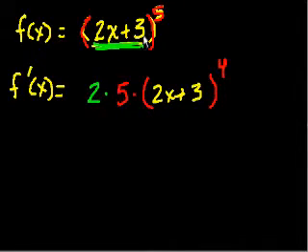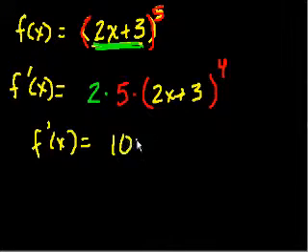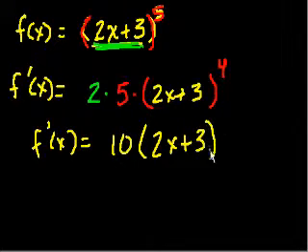So what did we do here? We went to the inside of the function, and we took the derivative here. The derivative of 2x plus 3 was this 2. And then we multiplied it by the derivative of the greater function, and we just pretended like the 2x plus 3 was a variable. It was like x. So instead of 5x to the fourth, we got 5 times 2x plus 3 to the fourth. And if we simplify that, f prime of x is equal to 2 times 5, which is 10, times 2x plus 3 to the fourth.